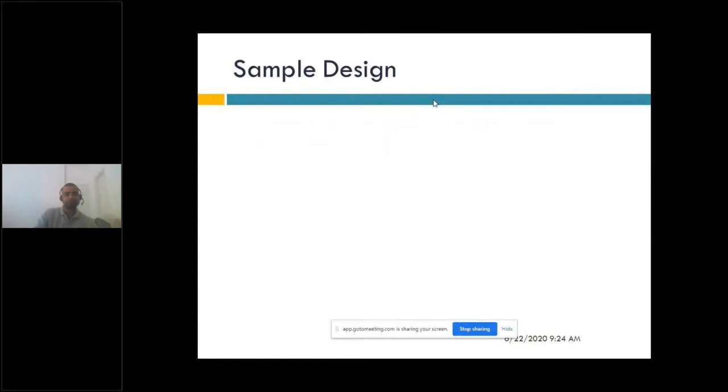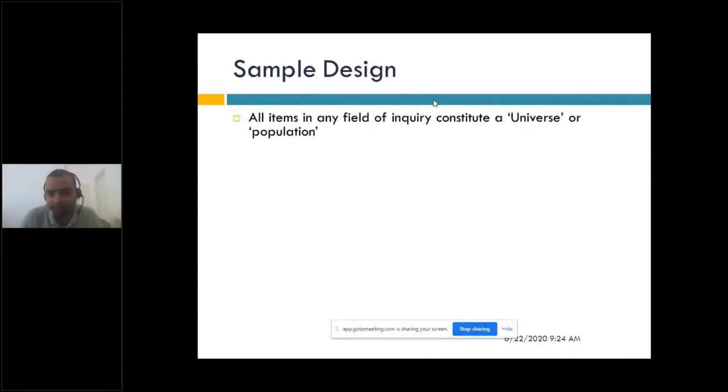Sample design. All items in any field of inquiry constitute a universe or population. Here population is referred to as a statistical term. See, when we want to conduct any research, we always have our area; this particular area may be in terms of geography, in terms of physical presence, anything. So that complete area is referred to as the universe or population.